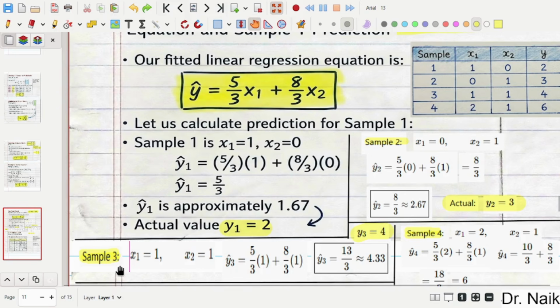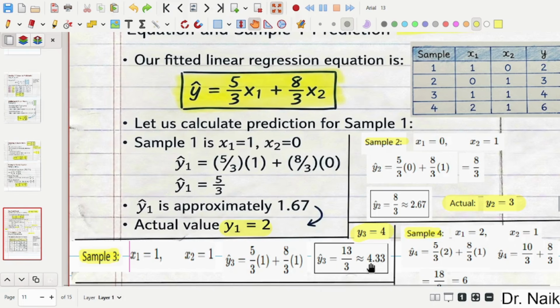Similarly, calculate for sample 3. Sample 3 has x1 as 1 and x2 as 1. So substitute these in our y hat formula. 5 by 3 multiplied by 1 plus 8 by 3 multiplied by 1. So it is 13 divided by 3.